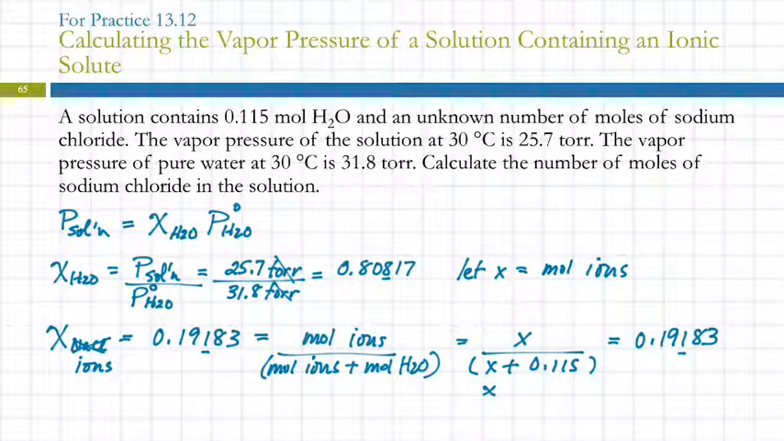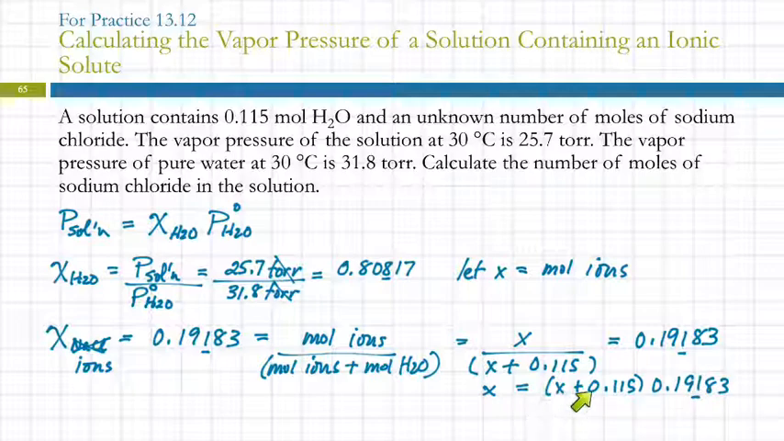If we cross multiply, we're going to have this x plus 0.115 times the 0.19183. And we would have to distribute this through here. So we're going to end up with 0.19183x plus 0.19183 times 0.115.